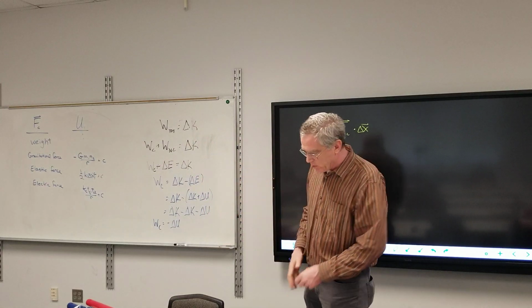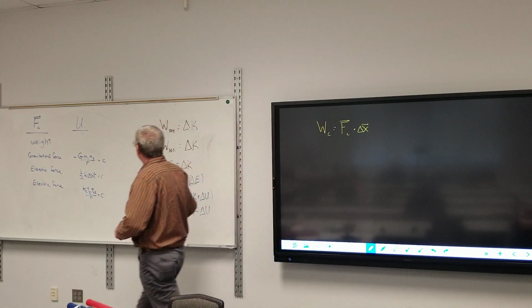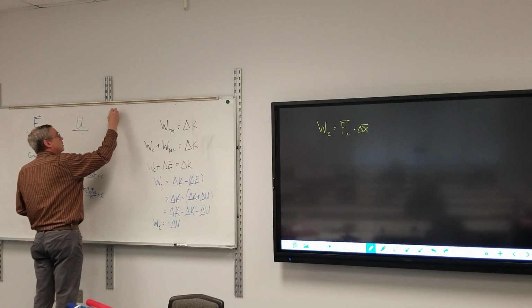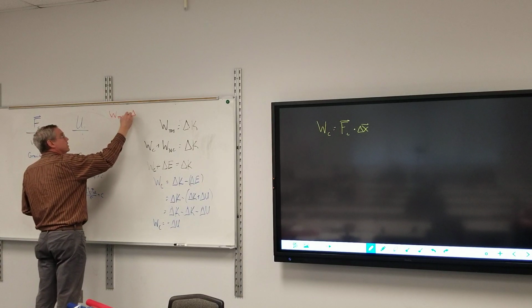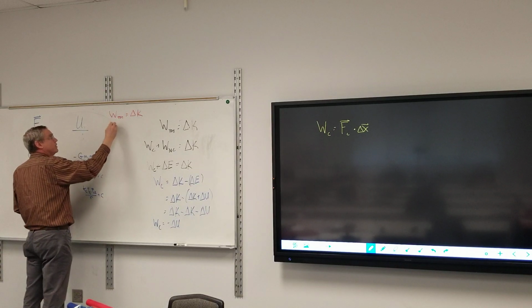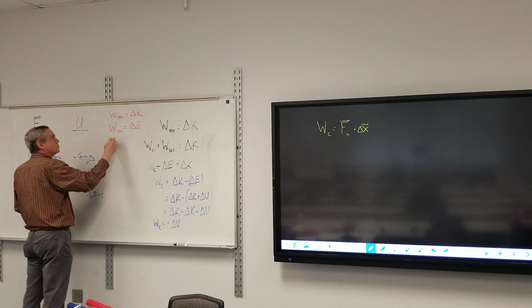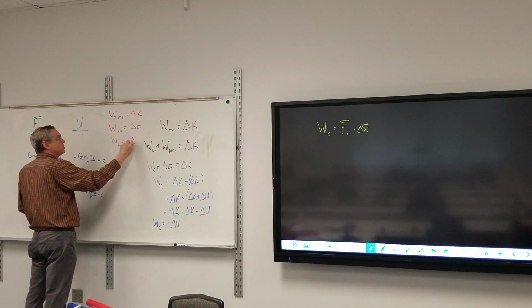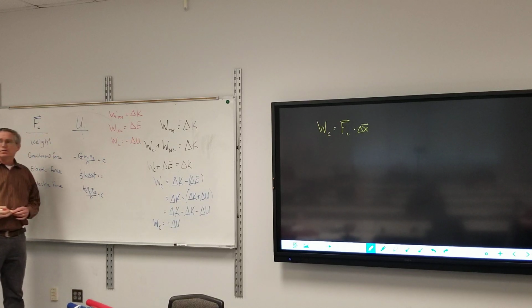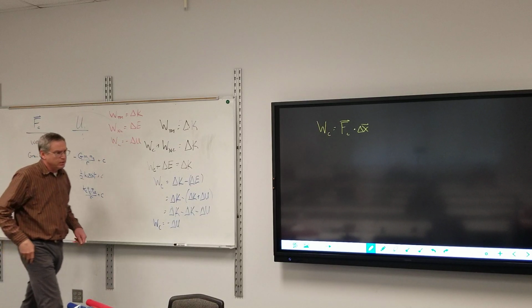So we have our three work energy relationships. We have the total work is equal to the change in kinetic energy. We have the non-conservative work is equal to the change in mechanical energy, and the conservative work is equal to the negative change in potential energy. Those are the three work energy relationships.